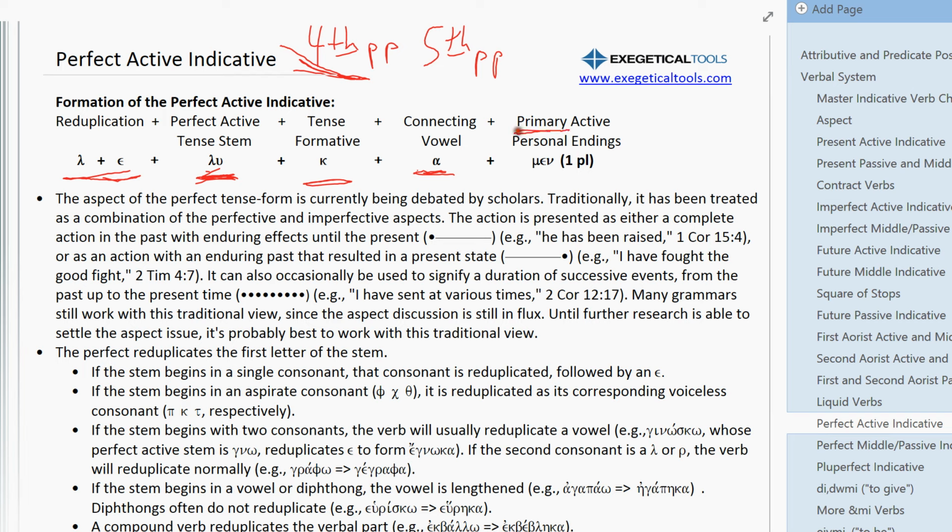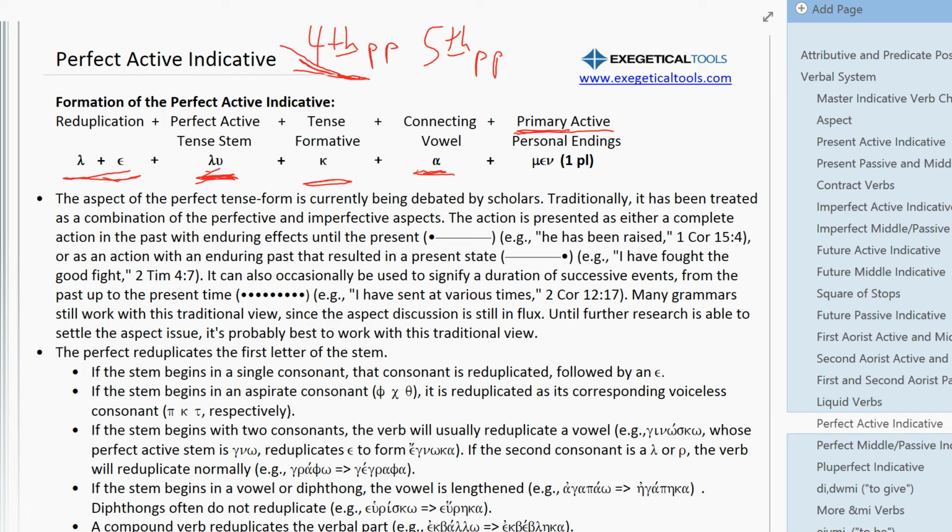And then we have the primary active personal endings. It's not secondary. It can seem a little counterintuitive because in English we say something like "I have eaten," and that refers to a fact that in the past I ate, and perhaps the results of having eaten are still in effect. I'm still full or whatever. So we would tend to associate the perfect tense stem in Greek with the secondary personal endings, the more past tense oriented endings, but they're not. They use the primary active personal endings. There's probably some reasons for that, but there's no need to go into that. Just remember it's the primary active.